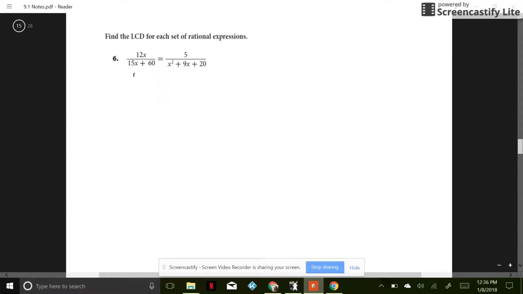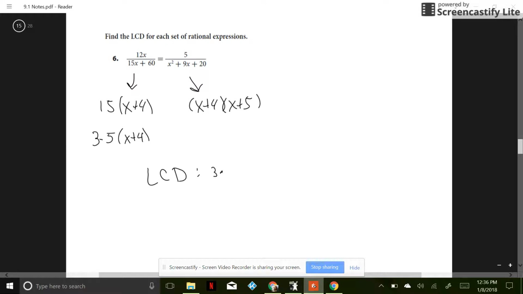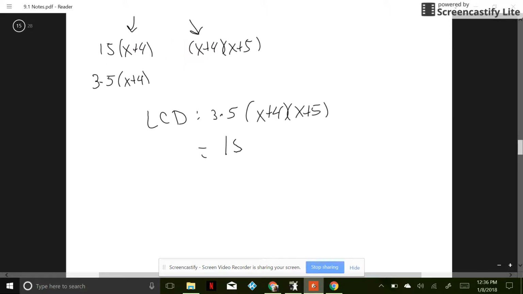And this one here, we can factor out a 15. We're left with x plus 4. And then we can factor 15 into 3 times 5. This term over here factors to (x plus 4)(x plus 5). So for our least common denominator, we take our number terms, which are just 3 and 5, and we take the other factors, x plus 4 and x plus 5, to get our LCD of 15 times (x plus 4)(x plus 5).